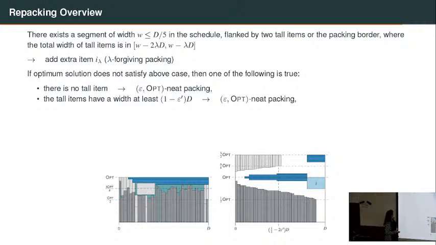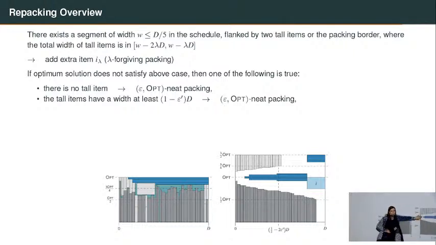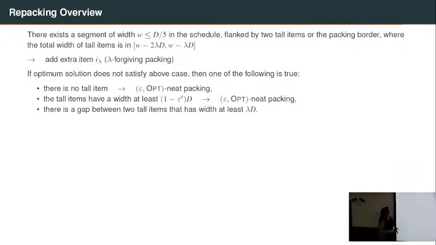So then the next case is if all the tall items have a very large width. In this case, we have a different packing structure where I don't want to go into detail. And then the last case is there is a gap between two tall items which has a width of at least lambda d. This then has to exist because we are not in the first case. We have tall items, and the tall items do not span everything. So we have to have a width of at least lambda d between two tall items.